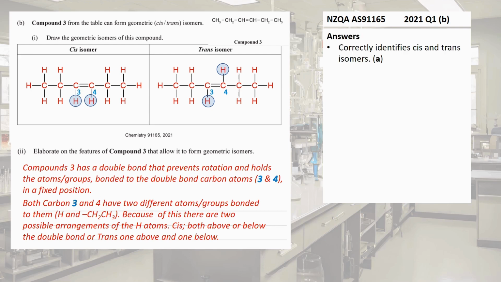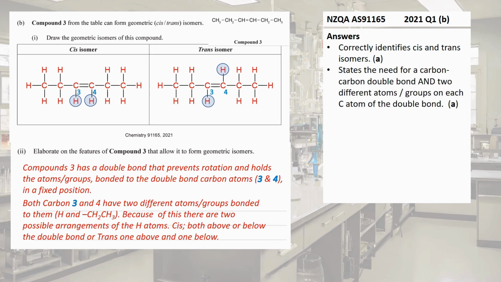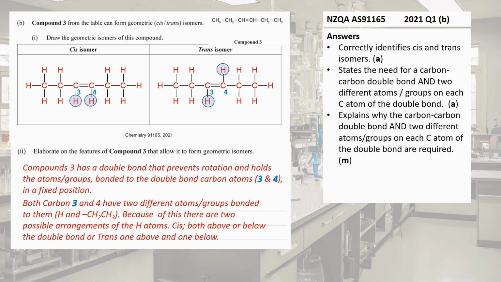This meets all the requirements. So I've drawn the cis and trans isomers. I have stated the carbon-carbon double bond and 2 different atoms/groups on each carbon of the double bond. So we've stated that, but we've given the detail of what they are as well. And I've also said what cis and trans are. So I've fully justified the structural feature on compound 3 that allows for geometric isomers. So I've put all the detail needed for an excellence.